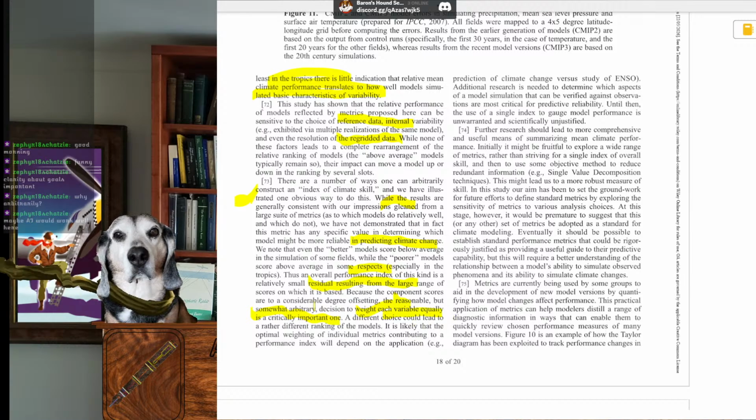It's likely that the optimal weighting of individual metrics contributing to a performance index will depend on the application, for example, prediction of climate change versus a study of ENSO. Additional research is needed to determine which aspects of a model simulation can be verified against observations for the most critical predictive reliability. Till then, the use of a single index to gauge model performance is unwarranted and scientifically unjustified.